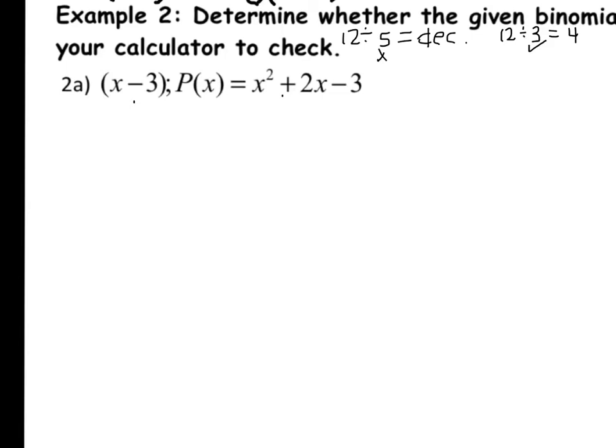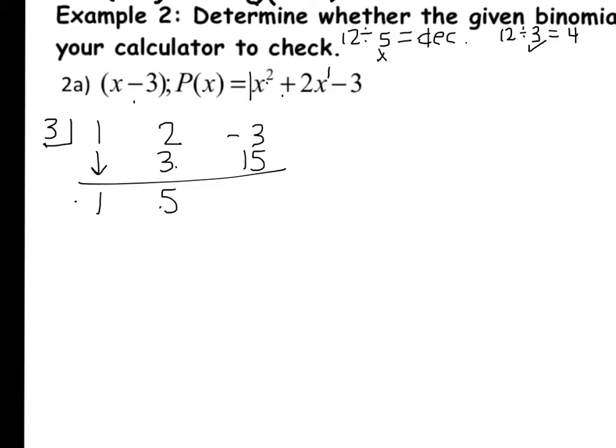So let's take the -3, put it in the box, and make it positive. I'll check for standard form: x squared, x to the first, and no x's. We're good. So my coefficients are 1, 2, and -3. Drop the 1. 3 times 1 is 3. 2 plus 3 is 5. 3 times 5 is 15. -3 plus 15 is 12.